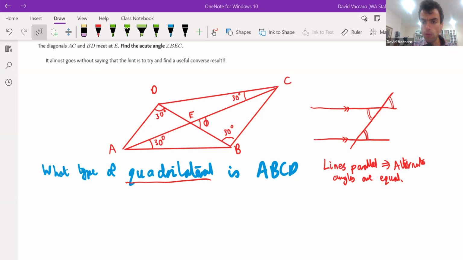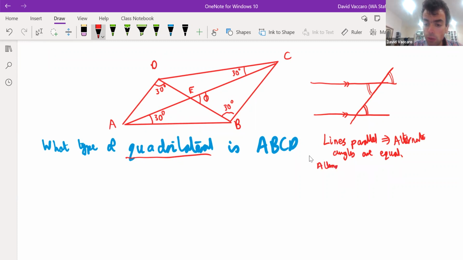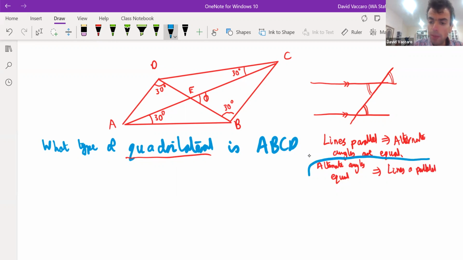In this example, is the result true in the opposite direction, that if alternate angles are equal, that implies the lines are parallel? So let's do a little vote in the chat. If you think that this implication is also true, put a thumbs up or a yes. If you don't think it's true, put a thumbs down or a no.